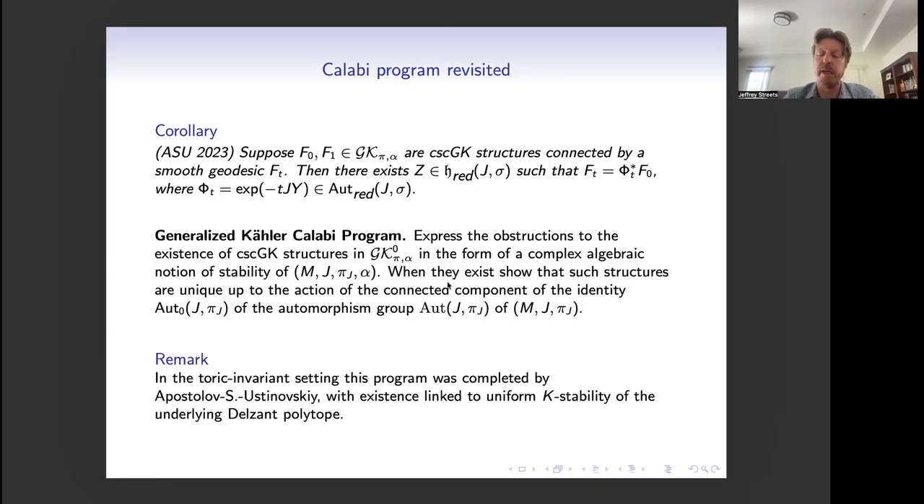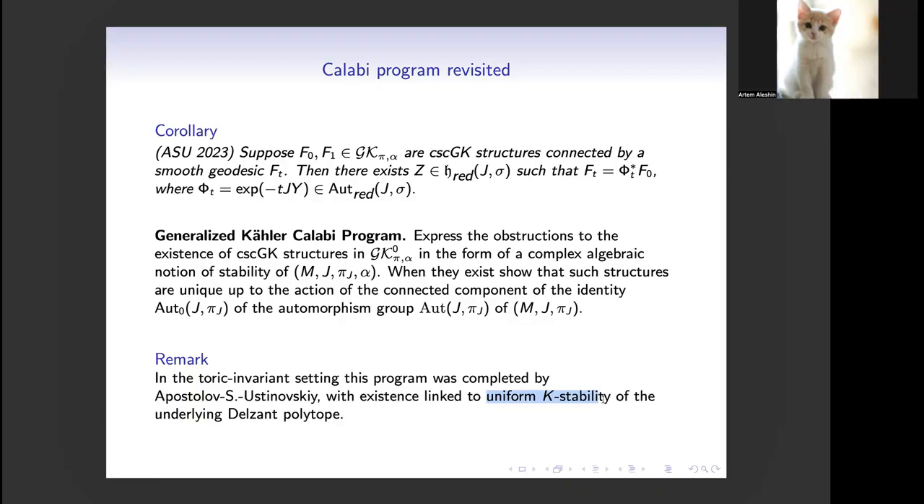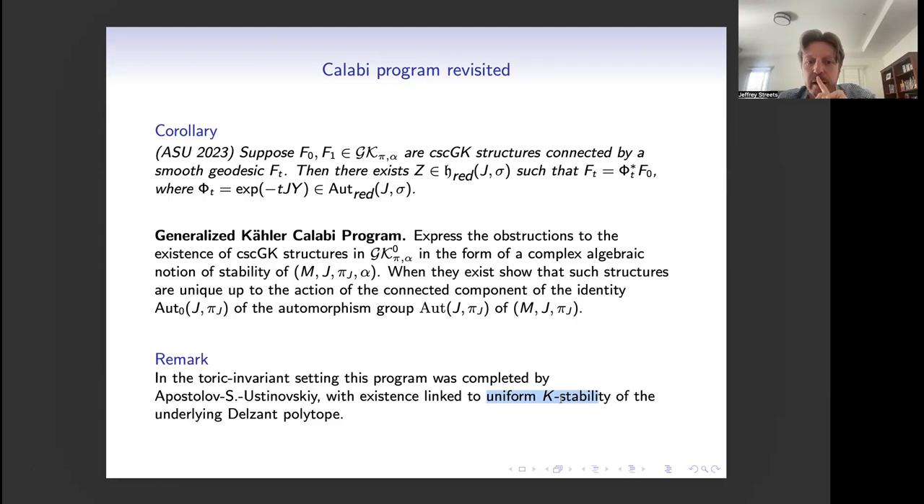And just as a remark, in the toric invariant setting, basically all of this can be made to work completely rigorously. This was done in joint work with Apostolov and Ustinovskiy. And it turns out that, just like in the toric Kähler setting, where we know that existence is exactly determined by the uniform K-stability notion for the underlying Delzant polytope, it's exactly the same here. I see a question in the chat; I'm just going to finish and then get to it.